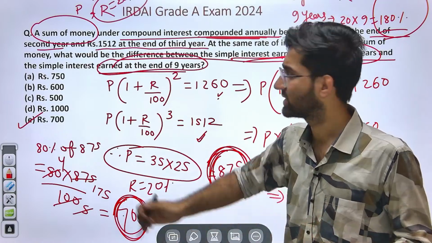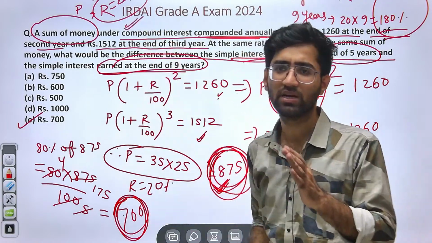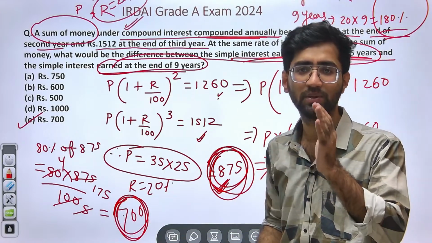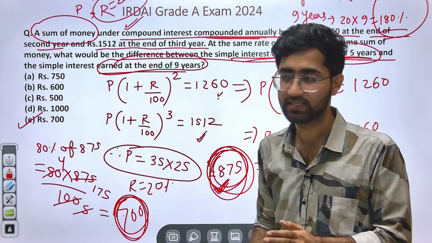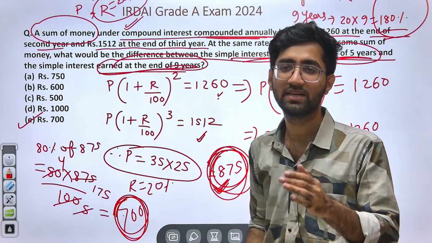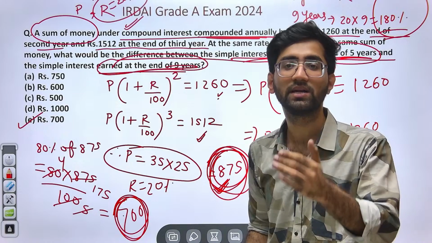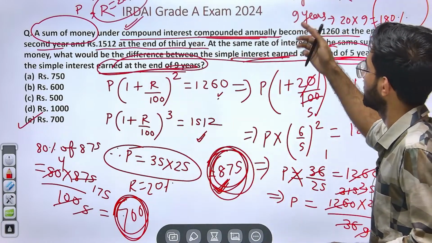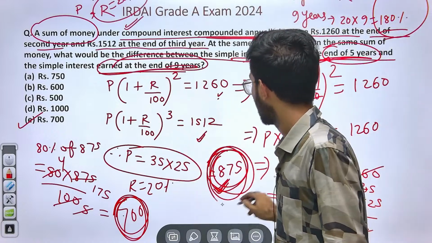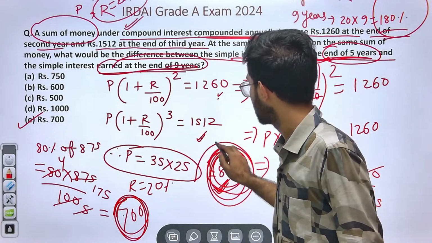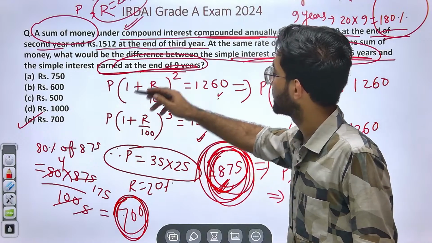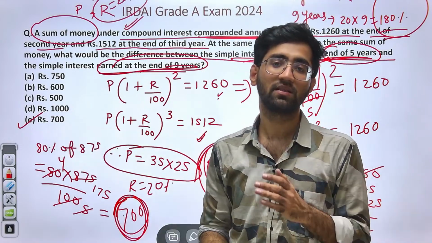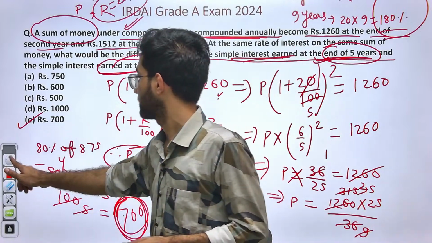You should learn one thing: if the rate of interest is 20%, then at the end of 5 years, net simple interest will be 20 into 5, that is 100%, and at the end of 9 years, net simple interest will be 20 into 9, that is 180%. So 180 minus 100 is 80%. So you can directly find 80% of the sum of money, that is 875. So 700 rupees is the correct answer to this question.